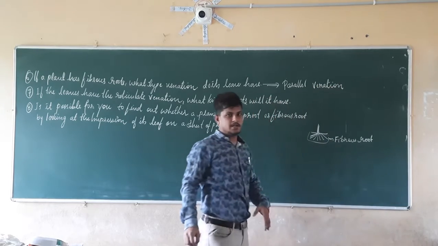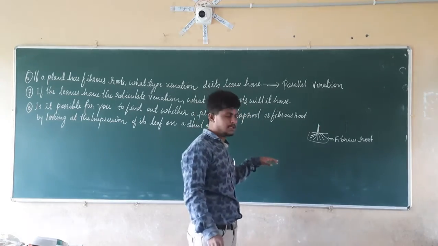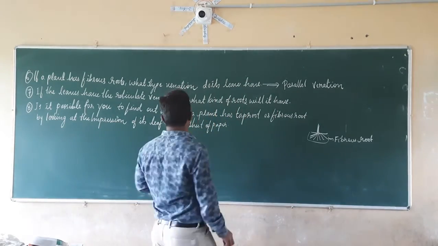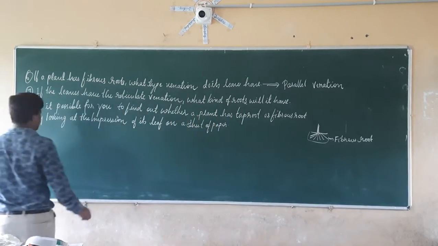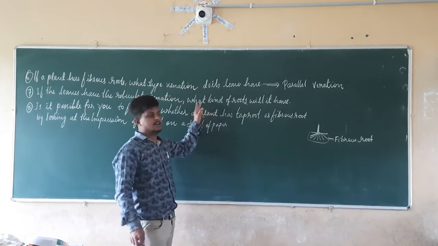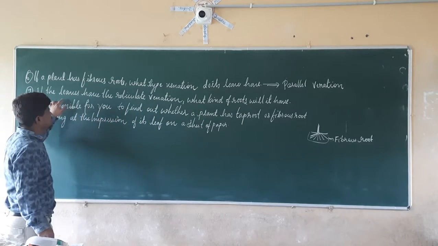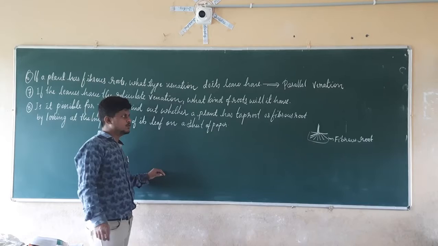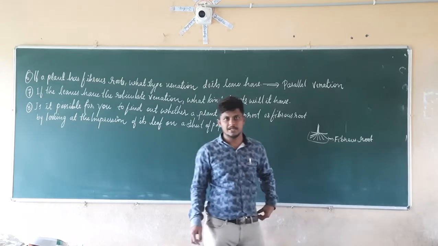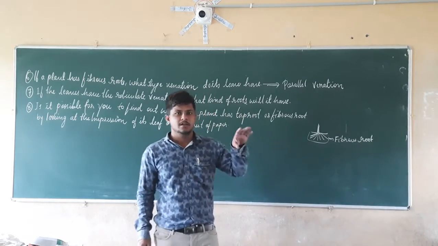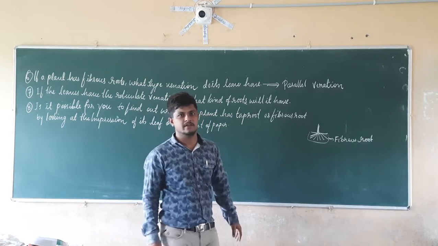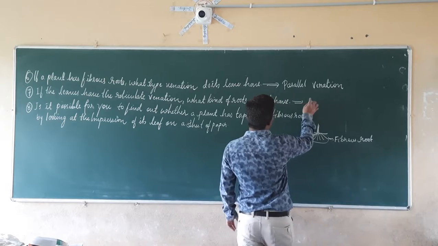So whichever plant if you take, if the root is fibrous root only, then that plant is going to have parallel venation. So next consider the second question, that is nothing but seventh one. If the leaves have the reticulate venation, what kind of roots will it have? So you already know that fibrous roots are connected to the parallel venation. In the same manner, if leaves have the reticulate venation, then the type of root which it is going to have is the taproot.